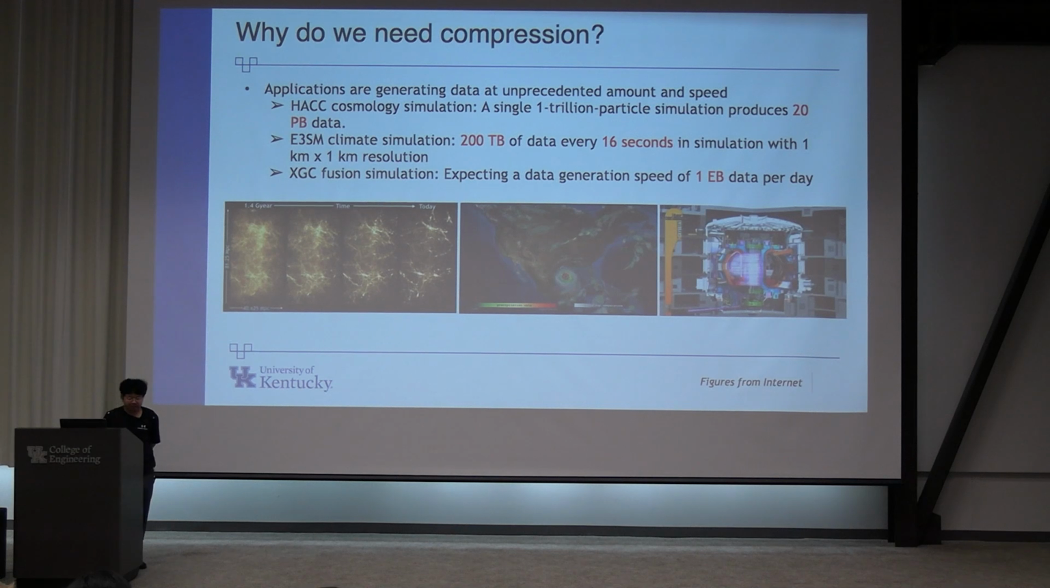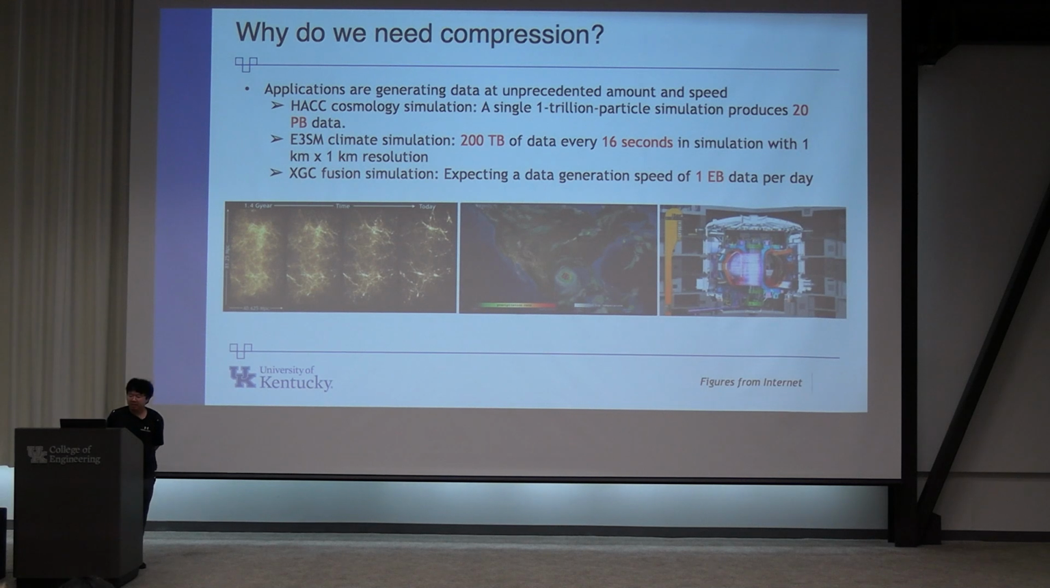This is due to the fact that scientific applications generate data at an unprecedented amount and speed. Here are 3 very typical examples from DOE national laboratories. The first one is the HACC cosmology simulation. It needs to be run on a supercomputer, and if you want to simulate 1 trillion particles, this will produce 20 petabytes of data. As you may know, 20 petabytes is something like 20,000 terabytes. That's really a huge amount of data.